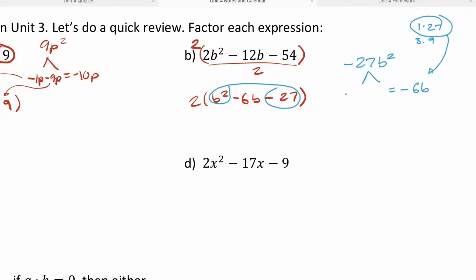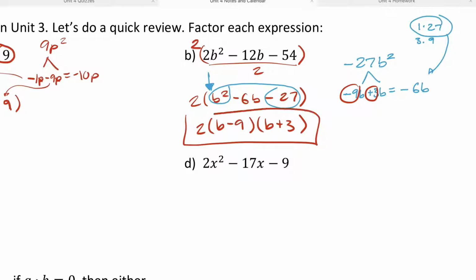So here we would do negative 9b and a positive 3b. Again, since we took out the greatest common factor, our leading coefficient is 1, so we can use the shortcut. We'll have our 2 there, our two parentheses with b's, and then we'd plug in our negative 9 and our positive 3.